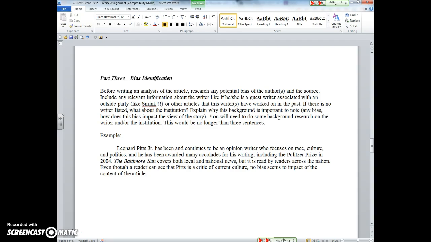So before you actually write the analysis, you need to research any potential bias of the author and or the source. So yes, it does say research. And so you're going to have to do a quick Google search of the author or authors. So for example, if you were reading, like for the Jeff Smink, you spent 2 minutes to look up who the heck Jeff Smink is. And like we did in David Brooks, you spend 5 seconds figuring out who that person is.